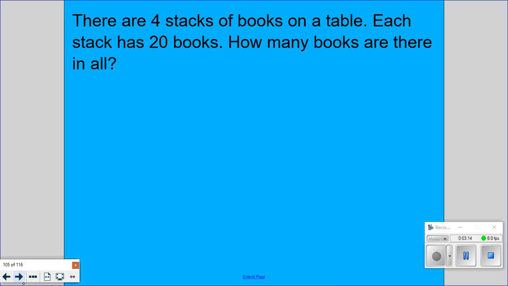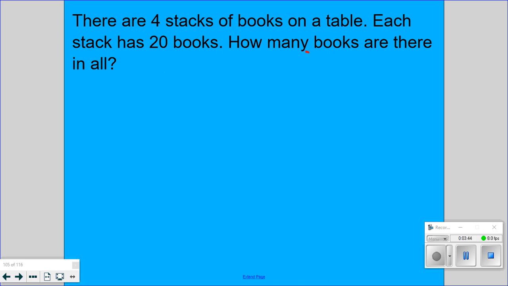Mackenzie, what am I counting? No, I am not counting stacks of books. What am I counting? Bryson? Books. I'm just counting books, not stacks of books. Those are 2 different things. Does that make sense, Mackenzie?